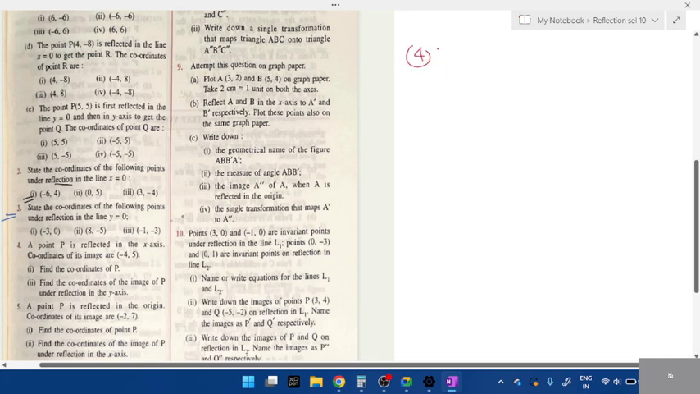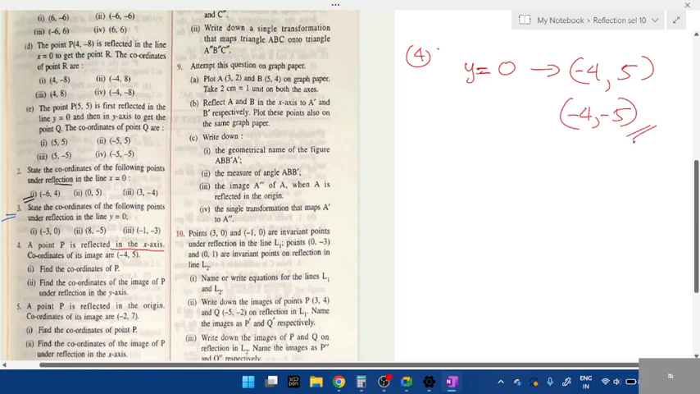A point P is reflected in which axis? All of you will respond. If only the word x-axis is mentioned, what did I tell? Y should be equal to what? Y will be equal to 0. If y is 0, which value will change? X value or y value? Y value. So if it is minus 4 comma 5, what will be the answer?